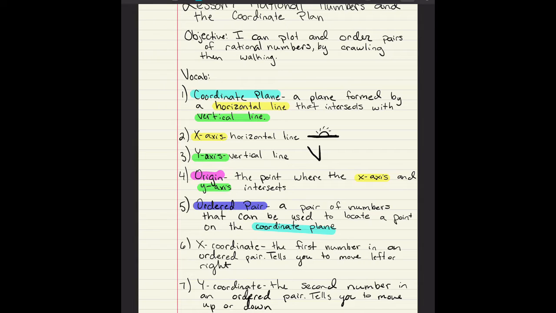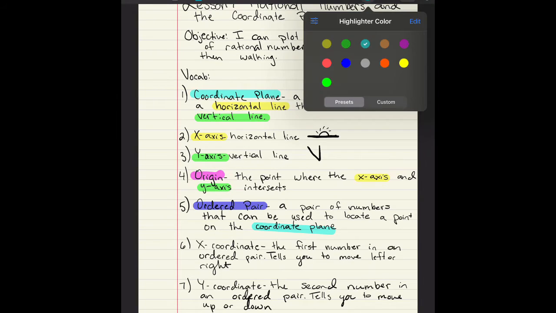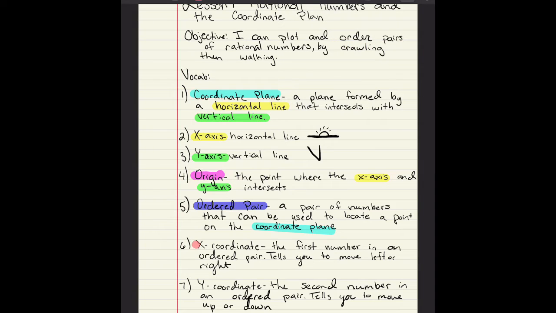Now we have an x coordinate, which is the first number in an ordered pair that tells you to move left or right. So it is the x coordinate, so it's on the x-axis. X coordinate and x-axis go together. So you're moving left and right because you're on the horizontal line.